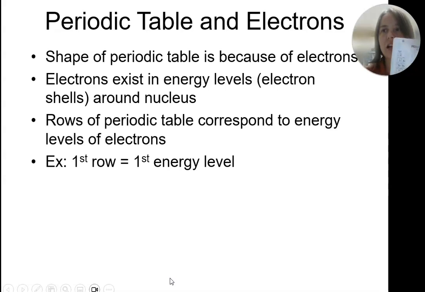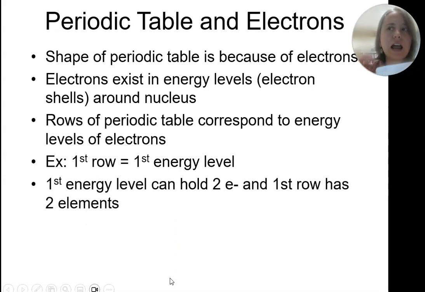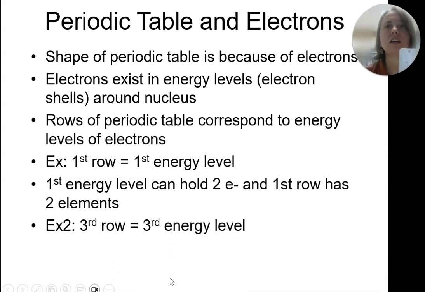And then we see on our periodic table, there are 8 elements in the second row, and there are 8 electrons that can fit in that second shell. And then the third row, there are 8 elements in that third row on the periodic table. And we know that there are 8 electrons that fit in the third shell.